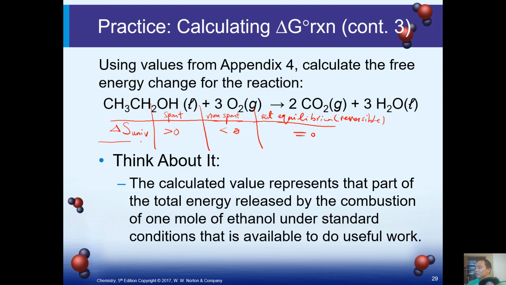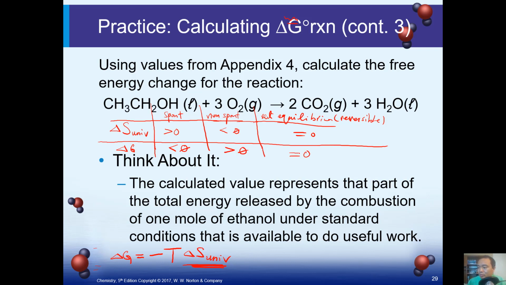So similarly, do remember, because delta G is defined as negative T times delta S for the universe. So if delta S is greater than 0, delta G will be smaller than 0. So for delta G for the system, or simply delta G, for a spontaneous process, it will be smaller than 0. Non-spontaneous, delta G will be greater than 0. And if the system is at equilibrium, the delta G will be equal to 0. And this process is at equilibrium when delta G is equal to 0.